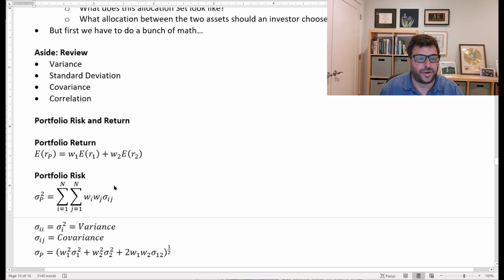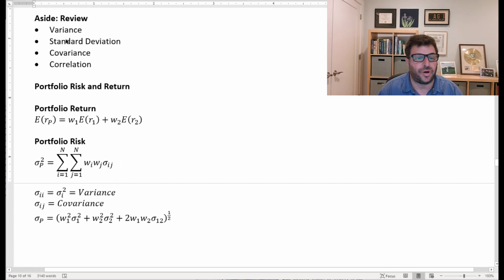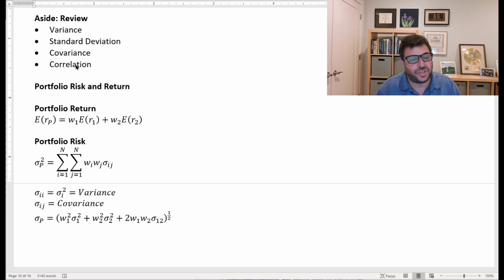And the first thing we're going to do is a review of variance, standard deviation, covariance, and correlation. We'll talk about the computation, we'll talk about the interpretation, and we'll talk about the units. And then we'll get into our portfolio risk and return calculations.